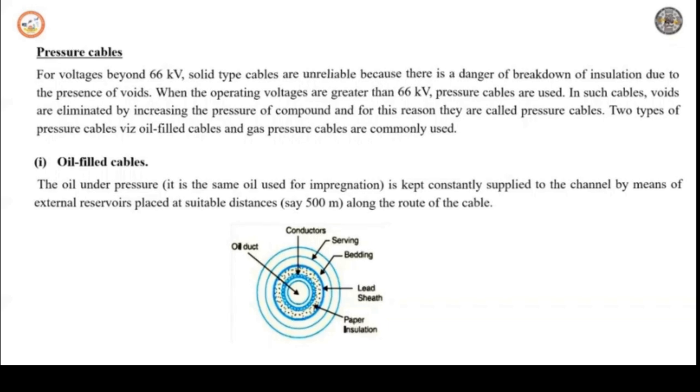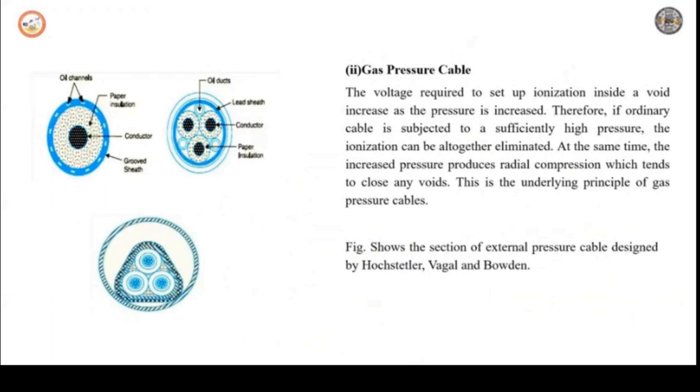Another type of single core oil-filled cable is the sheath channel oil-filled cable. In this type, the conductor is solid with paper insulation, while the oil ducts are provided between the dielectric and the lead sheath. The construction of the sheath channel oil-filled cable is shown in the diagram here. The laying of such cables must be done very carefully.